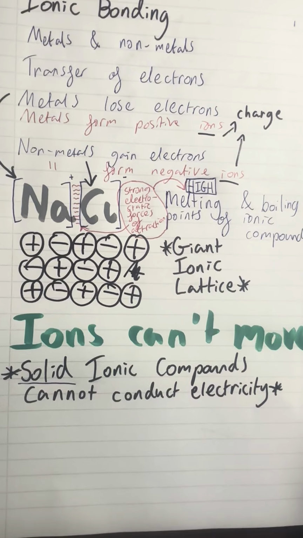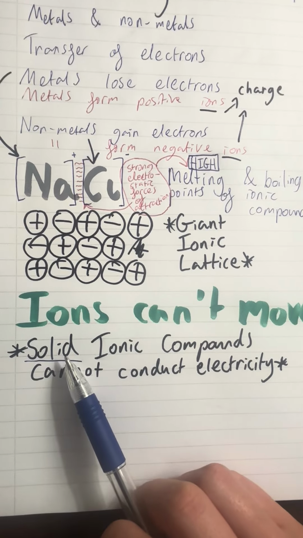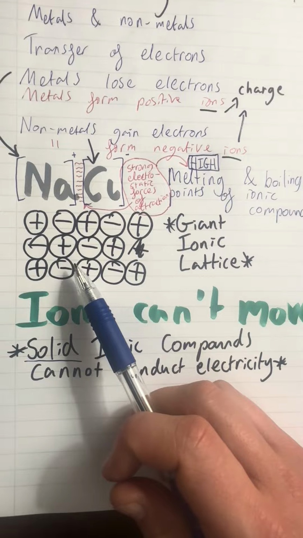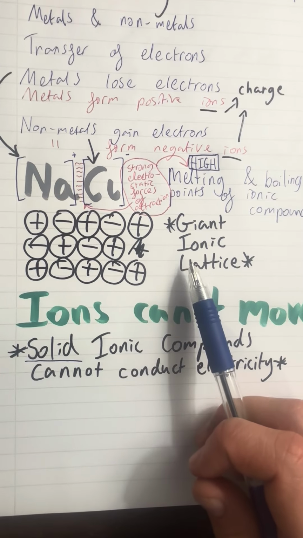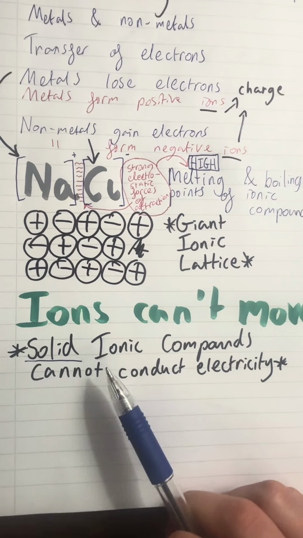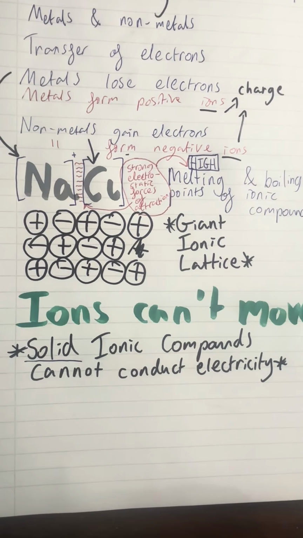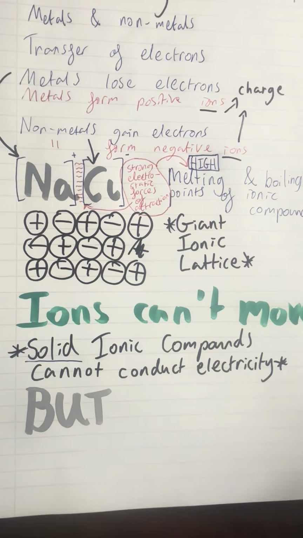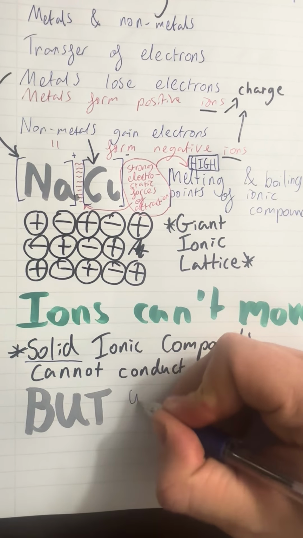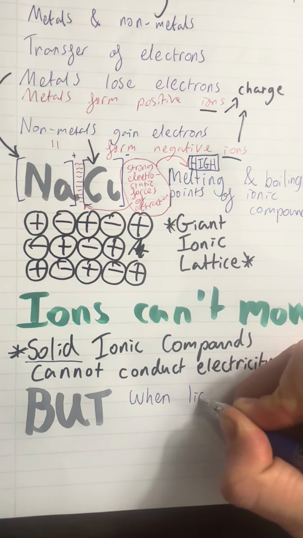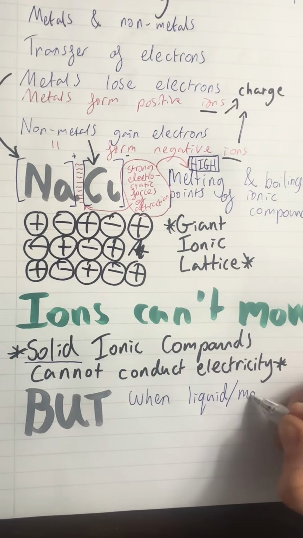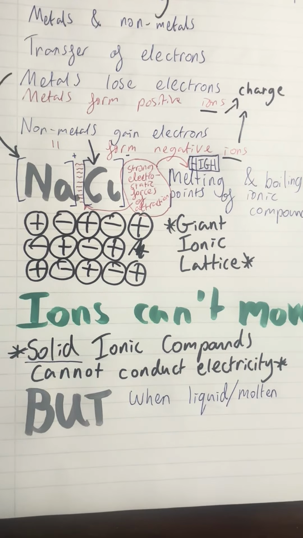So let's jump back to here. We said when solid, when the ions are locked in place, when the ions can't move in this giant ionic lattice, the ionic compounds cannot conduct electricity. But when liquid, and when we talk about ionic compounds, we tend not to say liquid, we tend to say molten. It means the same thing.